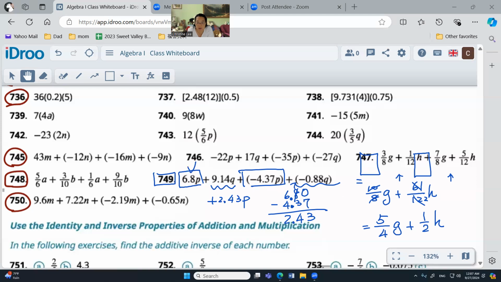And how many Q? It's 9.14 and 0.88. Of course, it's a positive win. So it's a positive win. And the difference is, cancel 6, 2, and it becomes 8, right? 8.26. Plus 8.26Q. All right, so that's how we do it.